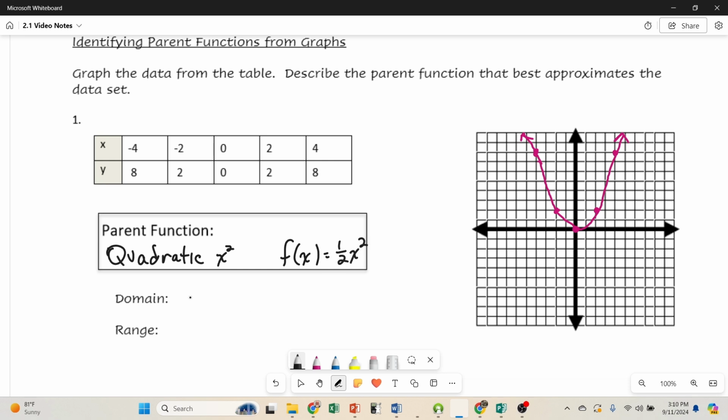Our domain, as the parent function, would be all real numbers, right? And we would do interval notation. But our range, again, is going to be y is greater than or equal to 0. And we would have 0 to infinity in interval notation.